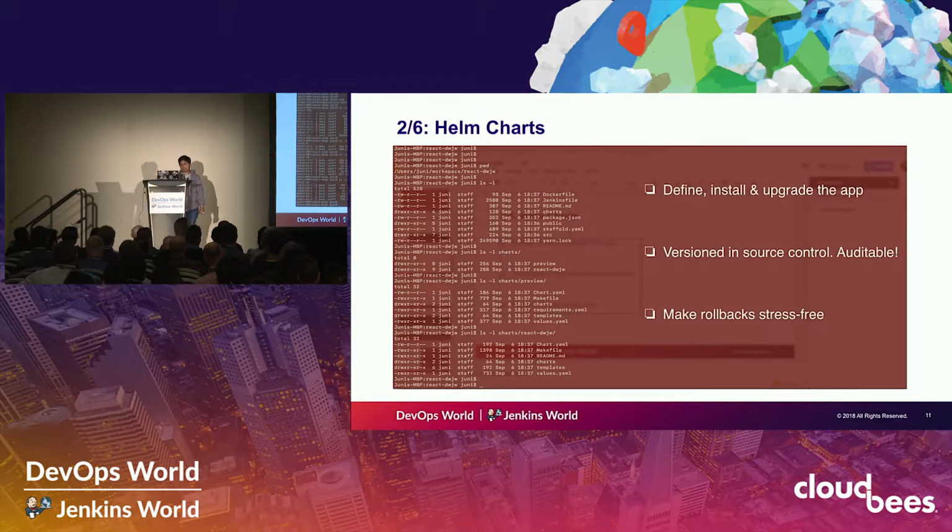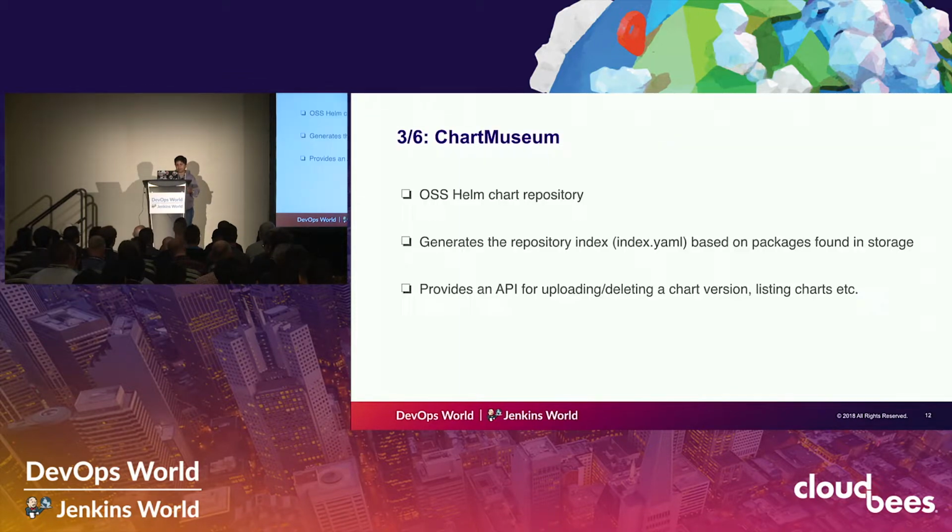The Helm charts, if you define, install, and upgrade the app, they're versioned in source control and hence auditable. They make rollback stress-free, which is something we really need today, right? We have had a lot of dramatic issues regarding rollbacks. So if you see, this is the repo that's coming out, the Dockerfile, Jenkinsfile, the charts, the package, the Skaffold on the source, and I didn't write these. This came directly written out by the quickstart. And you see that some of these were the charts, the chart.yaml, and therefore the preview environment or staging or production.